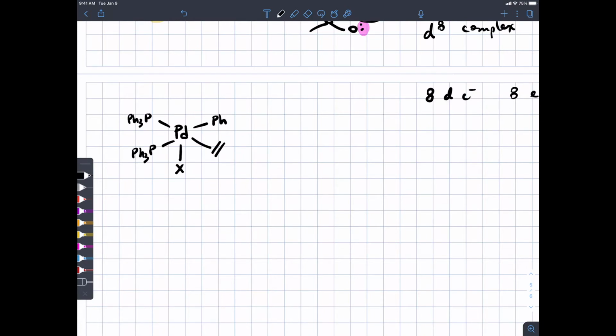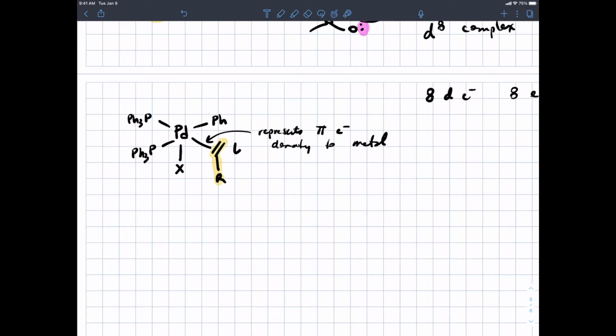Okay, this one's going to drive you crazy. Because when you see this, you have to realize and know that this alkene is an L-type ligand, and that this bond represents the pi electrons donating to the metal. So actually, probably better would be to do something like this, but sometimes people won't. They'll just do this.